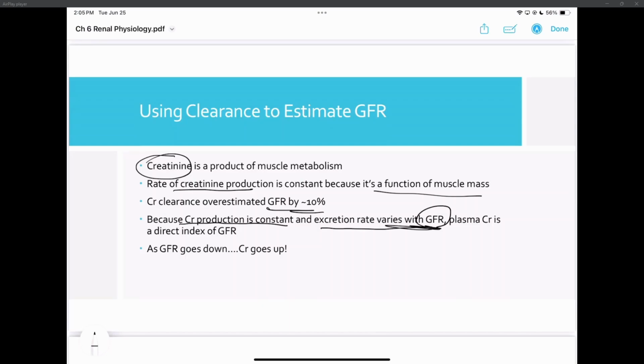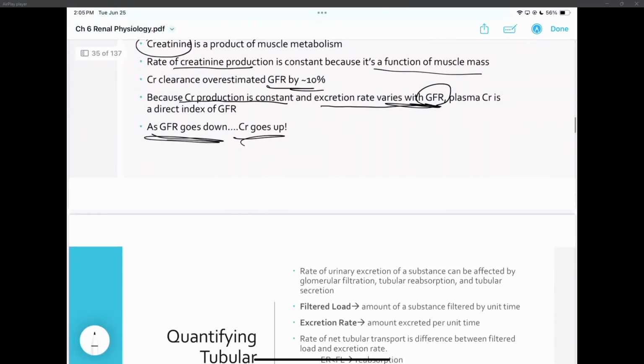So therefore, as the GFR goes down, which means your kidney function is getting worse, your serum creatinine goes up, because it's going to remain in the blood. You're not going to be able to filter it out, so it just sticks around in the blood longer. So that means your creatinine is going up because you can't clear it out of your system. Any questions about that clearance? We mainly just use creatinine for that.